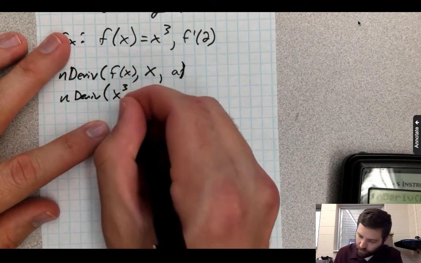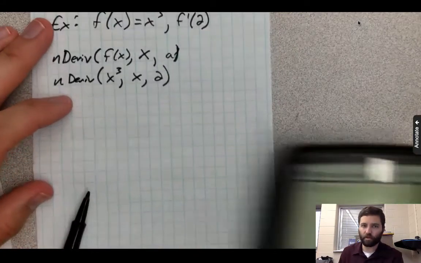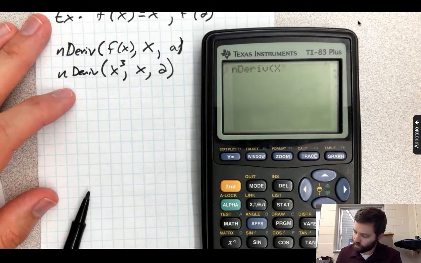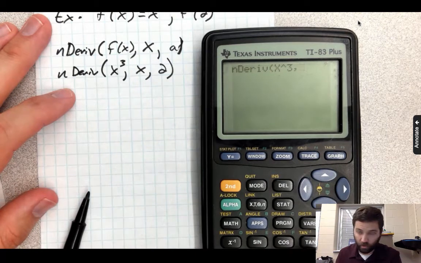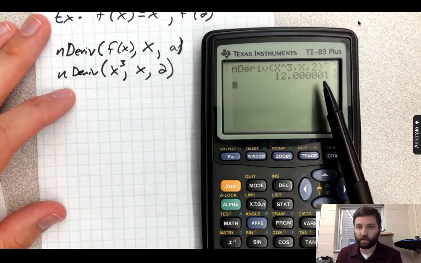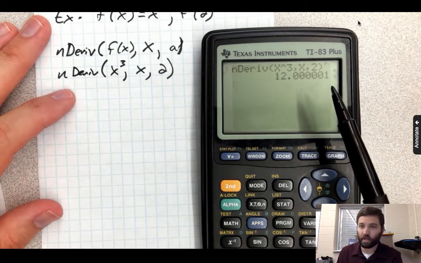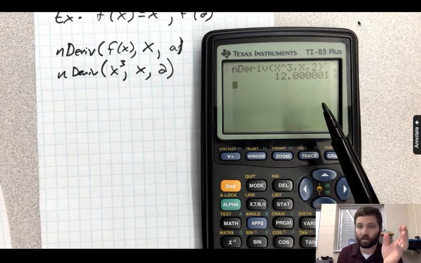Okay, so for our example here, again, just so you have it in your notes, it will be nDeriv of x cubed, x, 2. All right, so let me show you what that looks like in your calculator. So we'll go x cubed, and then we're going to go x, and then we'll type in 2, and we should get 12. Now, you're going to have a little bit of rounding error, because the way that this computes it computes the numerical derivative using values for h that are not 0 but very close to 0. So sometimes you'll get a little bit of a rounding error.